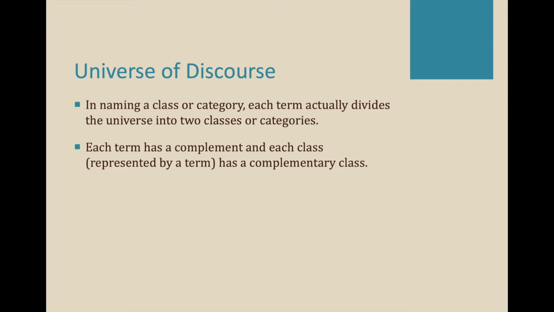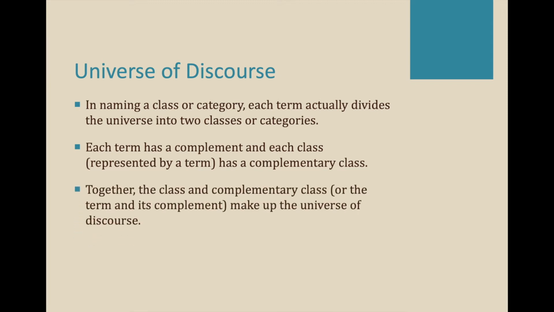That is, an additional class that together with the subject term class makes up the whole universe, or together with the class or category that's represented by the predicate term represents the whole universe. So we call that complementary term or the complementary class that together with the term we're using makes up the whole universe. This will become clearer in a moment as we go forward here. So together, the class and its complementary class, or the term and its complement, make up the universe of discourse.